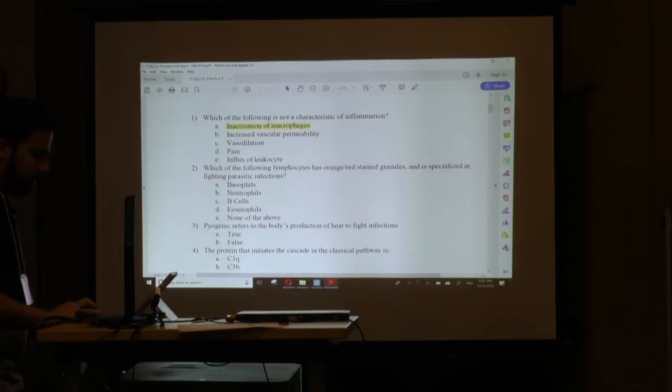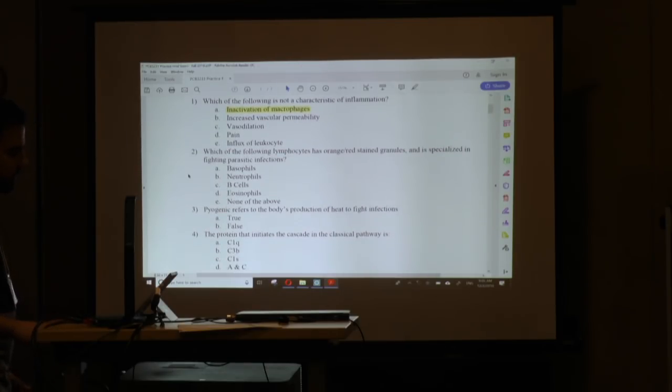All right. So which of the following lymphocytes has orange-red stained granules and is specialized in fighting parasitic infections? Is it a basophil, a neutrophil, a B cell, an eosinophil, or none of the above? How many of you say eosinophil? How many of you say another answer? Why is another answer the correct answer? Yeah, what's up? It's asking about lymphocytes, yes.